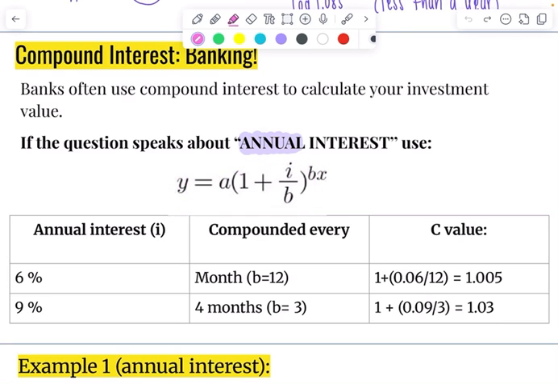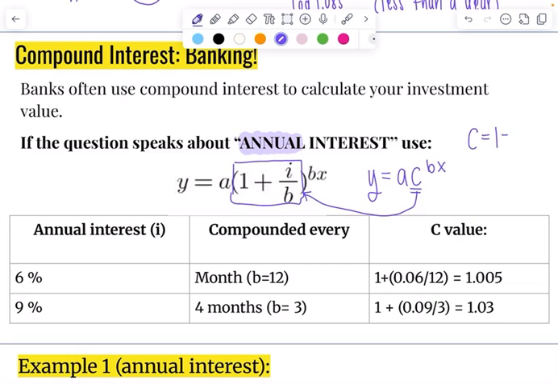Now, the only difference with this version and the one we just saw, which was y equals ACBX, is that the C value is being broken down into a mini formula. So to find your C value in these types of problems with banking and annual interest, you actually have to find the value by doing 1 plus the interest as a decimal divided by the B value. So the same B value is here, right? So the number of times it's compounded per year. So X is going to be in years, right? So when we're talking about bank investments, we're usually talking about in terms of years. That's the X unit of time.